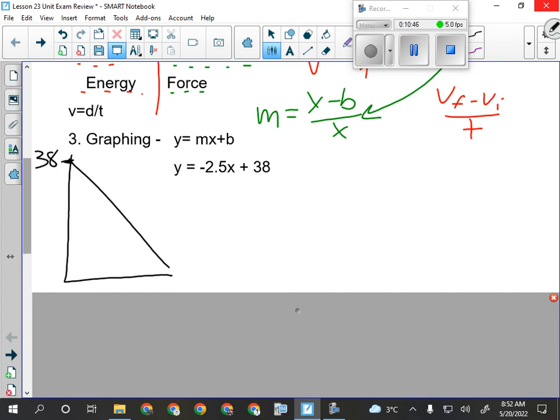So just being able to read a graph, being able to interpret a graph. If this was a position versus time graph, this object would be doing what?